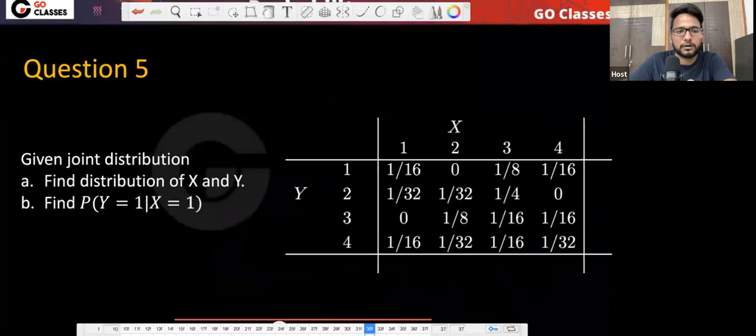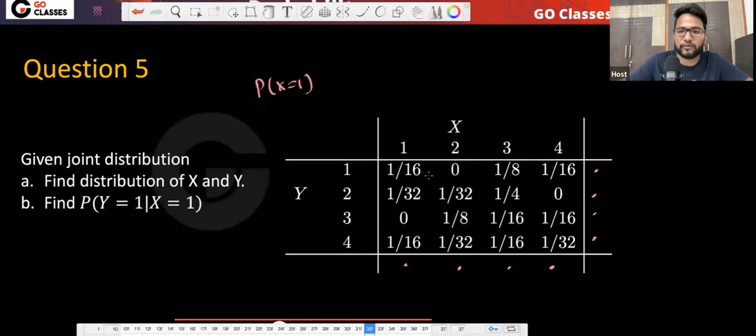Okay, now let's solve this question. In this question also, they have given you the joint probability distribution. Find the distribution of x and y. That means you need to find the probability of x being 1, x being 2, x being 3, x being 4, and similarly for y being 1, 2, 3, and 4. You can sum up the columns and the rows to find the marginal probabilities.